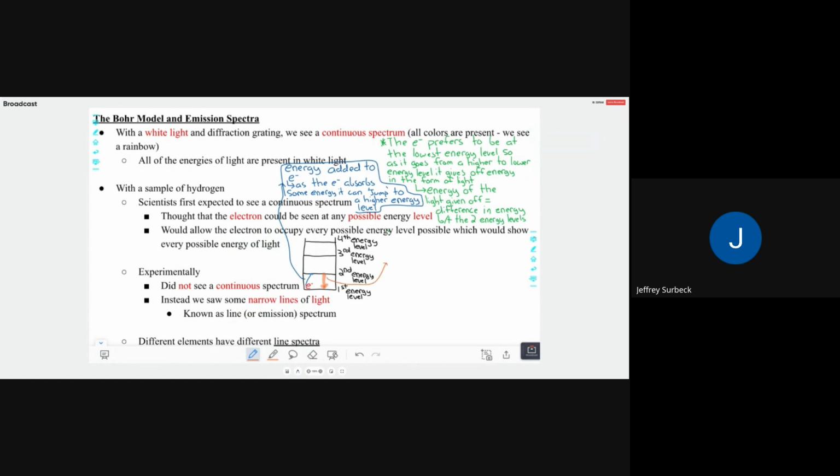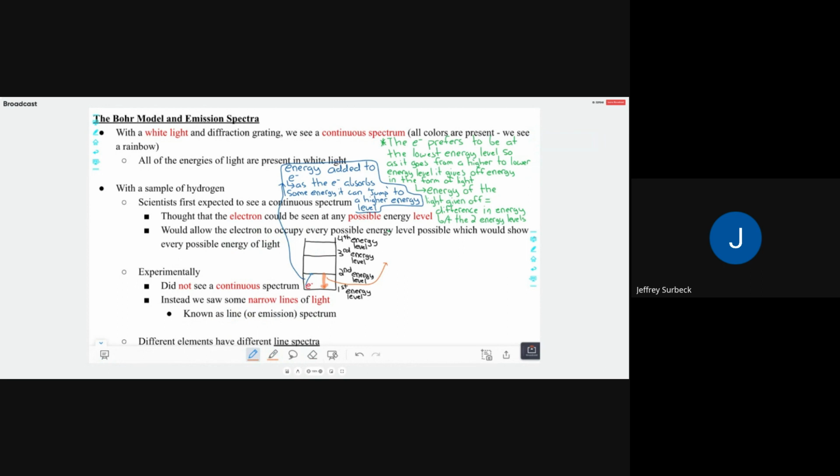So again, the electron prefers to be at the lowest level. And so when it's in a higher level, it gets that added energy. It's going to crash back down to the lower or the original level. And when it does, it's going to give off that light. Now, the light that we see is the difference in energy between those two energy levels.